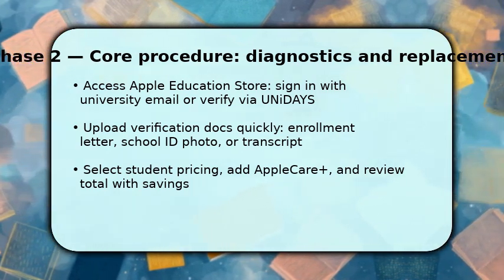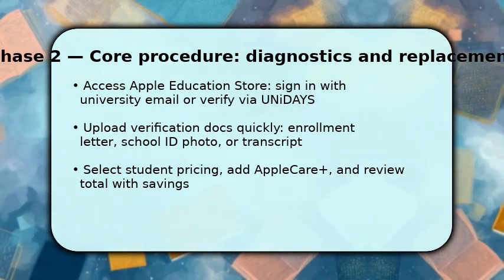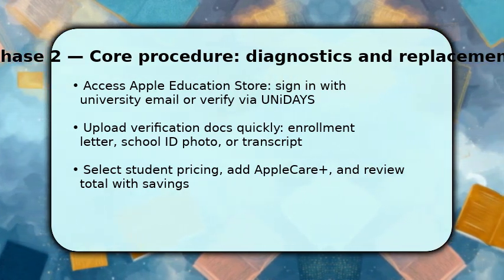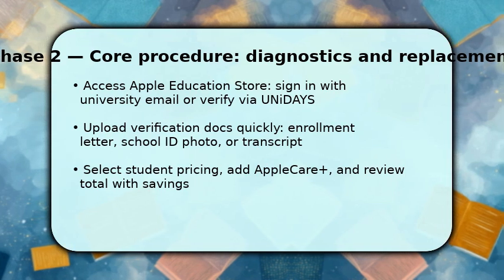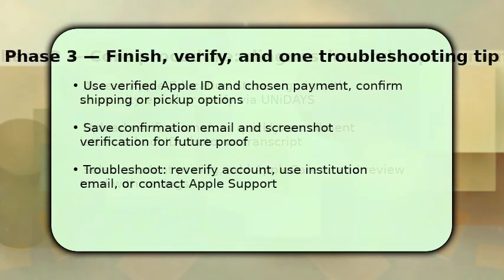After verification, select the student price and add necessary accessories, plus AppleCare Plus if you want coverage. Make sure to review the cart totals, so you know the exact savings and final payment before moving to checkout. You finish by confirming shipping or in-store pickup, then complete payment with the verified Apple ID.